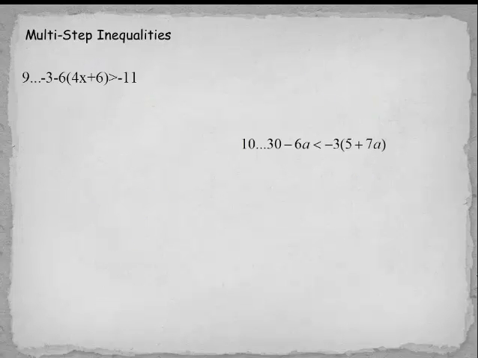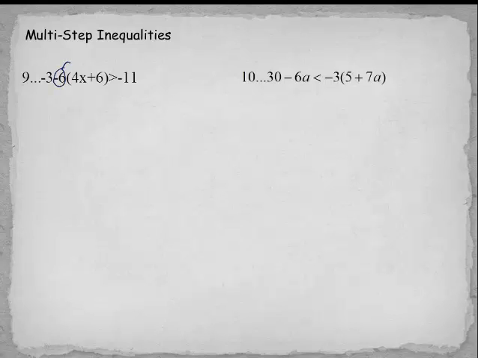When we have multi-step inequalities, we follow the same pattern as we did when we had multi-step equations. I have some distribution here. I need to multiply in this negative 6, so I have negative 3 minus 24x minus 36 is greater than negative 11. Negative 3 and negative 36 give me a negative 39. I add 39 to both sides. Negative 24x is greater than 28. Divide both sides by negative 24. I'm dividing by that negative.